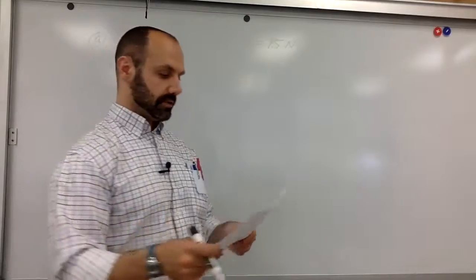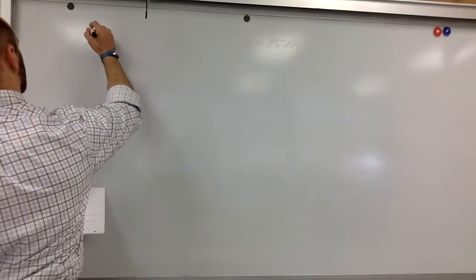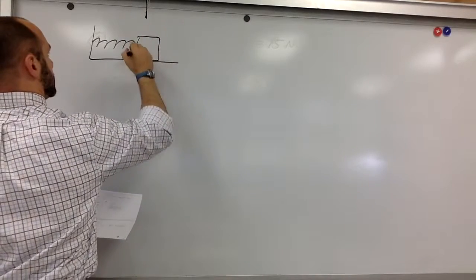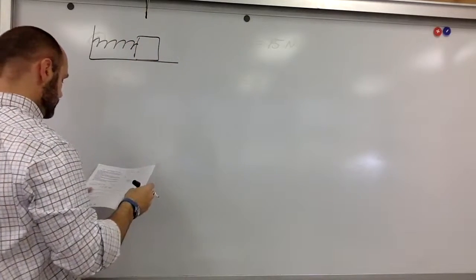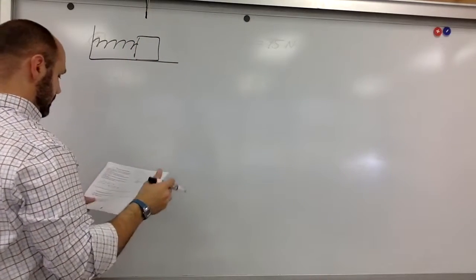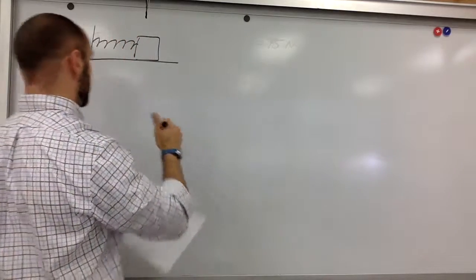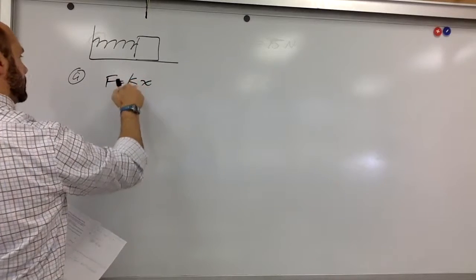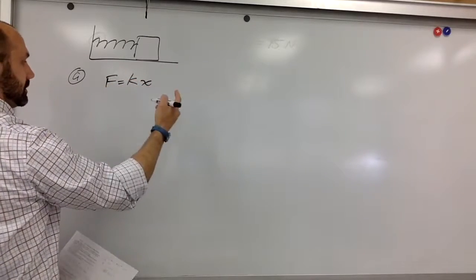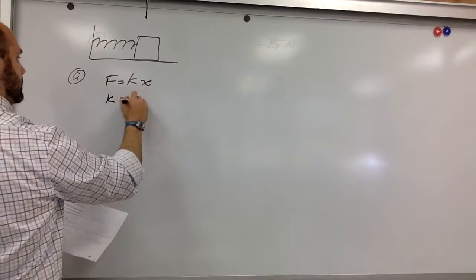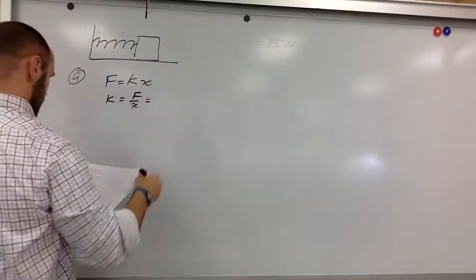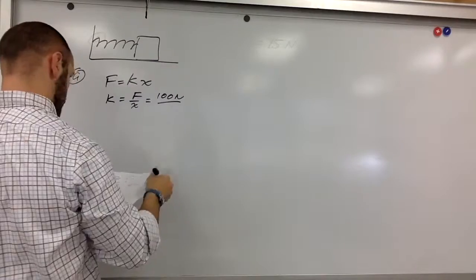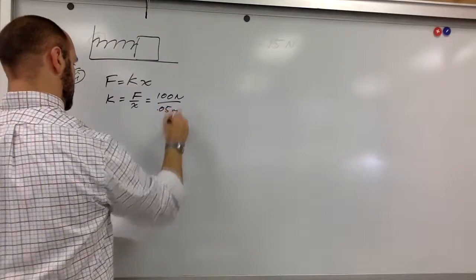So here's the sketch, and here's the block. It's 0.25 meters, and it says calculate the spring constant. So we know F equals kx. We're looking for k. We know the force and we know the displacement, and so k is going to be F over x. The force here is 100 newtons, and the distance is 0.05 meters.